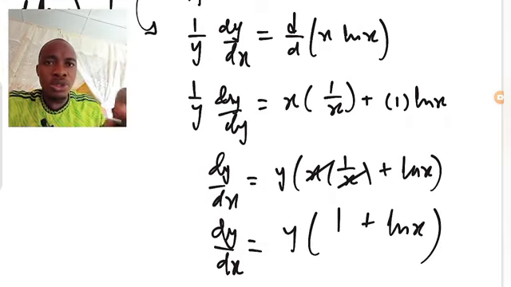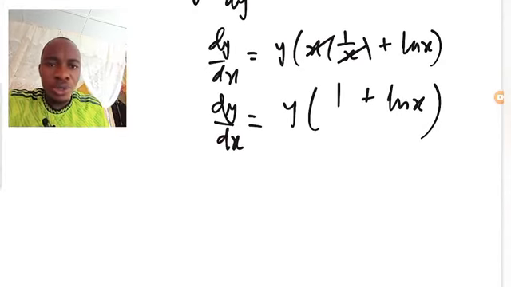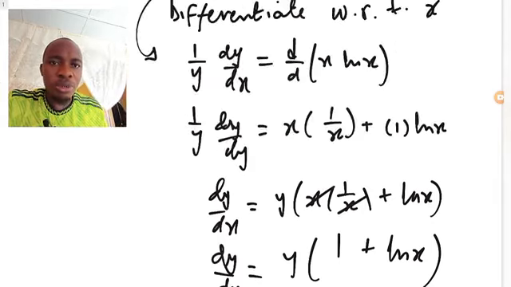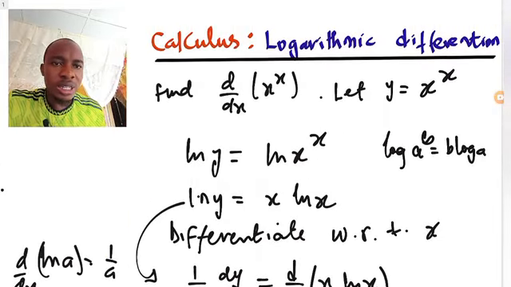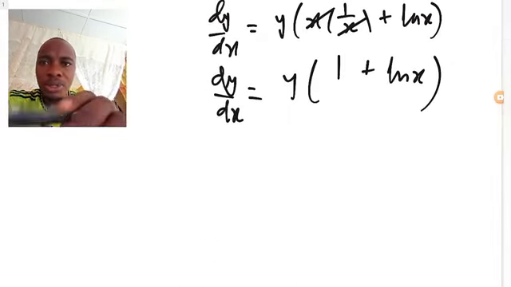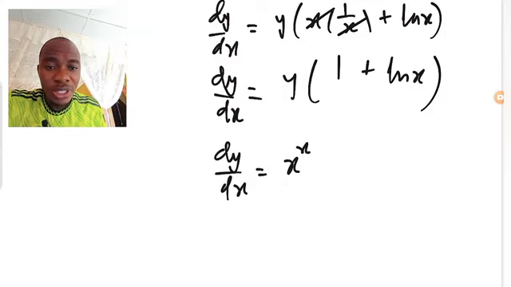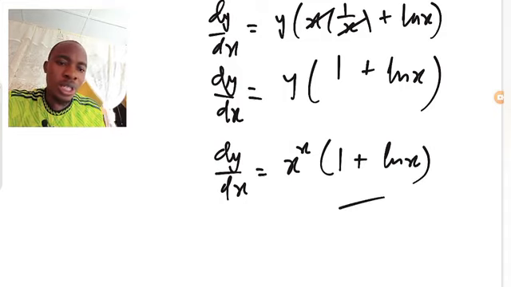Now, we are not going to stop there. We need to move further, because we have y here. So we need to recall from the beginning that we already stated that y is equal to x to the power of x. So we replace, and dy/dx is now going to be x to the power of x into bracket 1 plus ln x. And that is our solution.